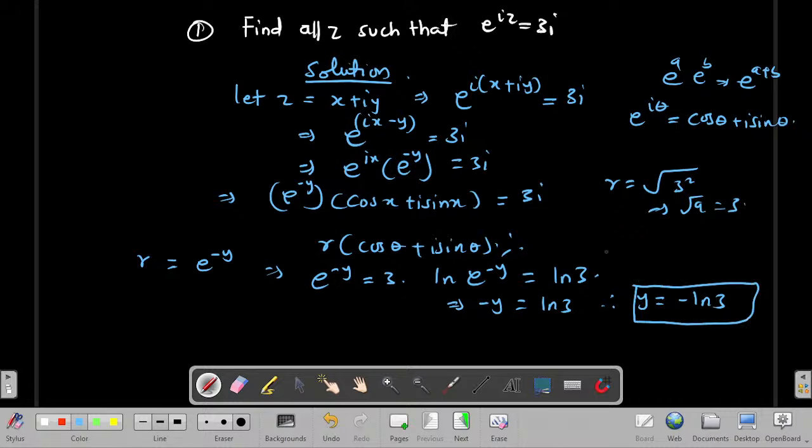I reserve this. How do I get the value for my x? This is where we reached. We first equated e to the power negative y to 3. How do I get a value for my x? You can clearly see that x here is the argument of the complex number on my right side. So after expressing this right hand side in polar form, the r becomes the same r here and its argument becomes the same argument here.